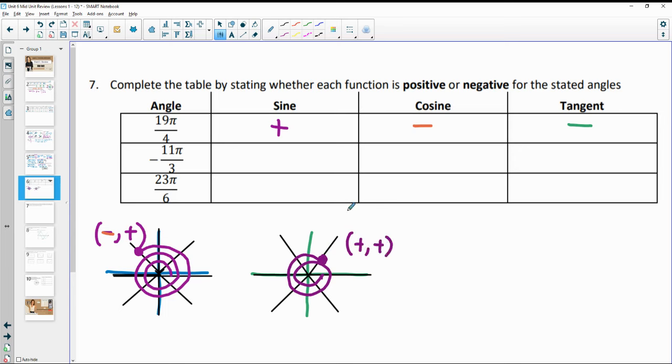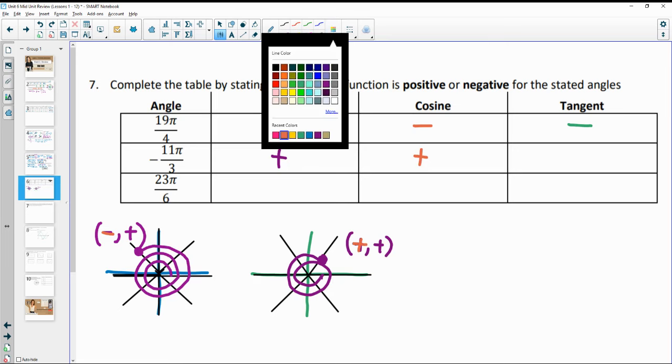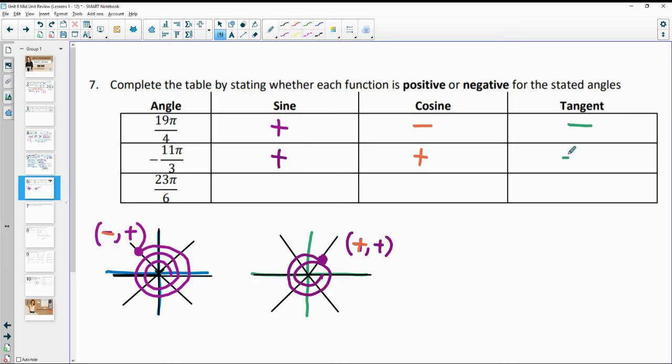And in the first quadrant, everything is positive. Y coordinate is positive. X coordinate is positive. When we divide a positive by a positive, that gives us a positive for the tangent.